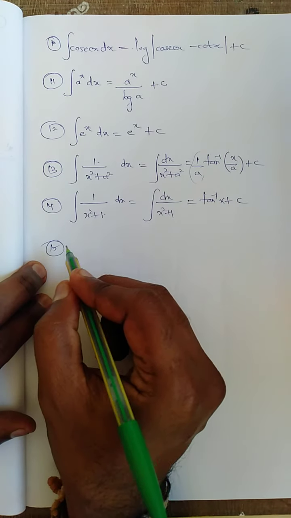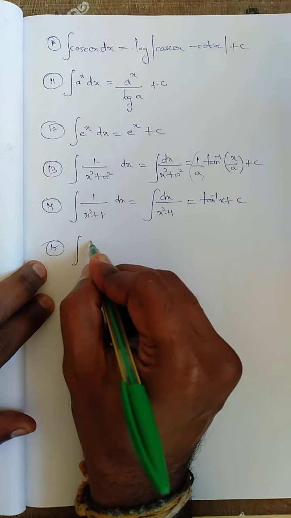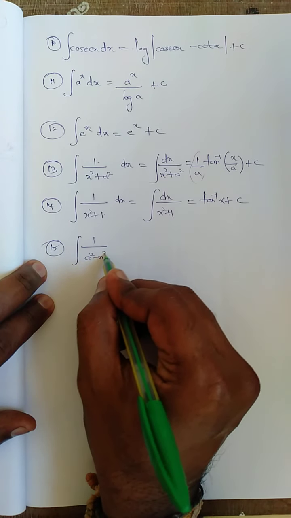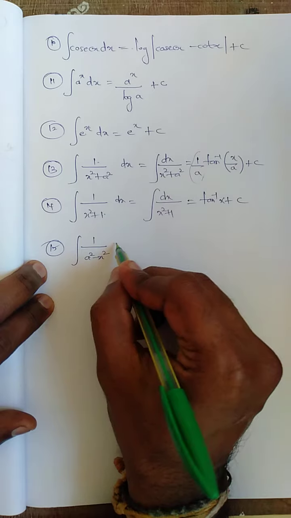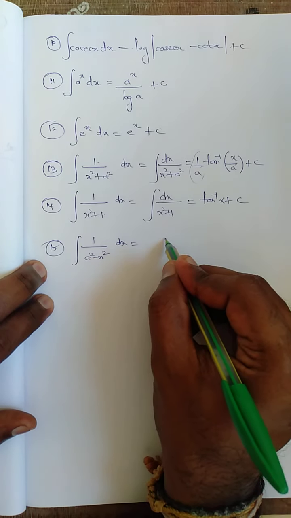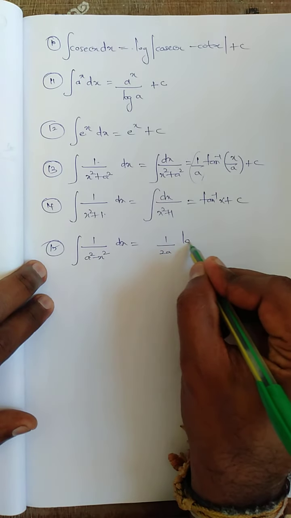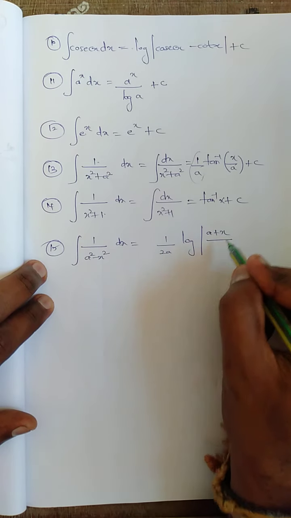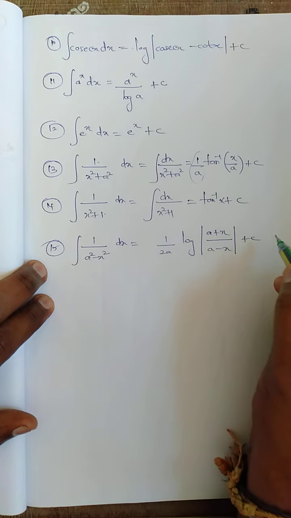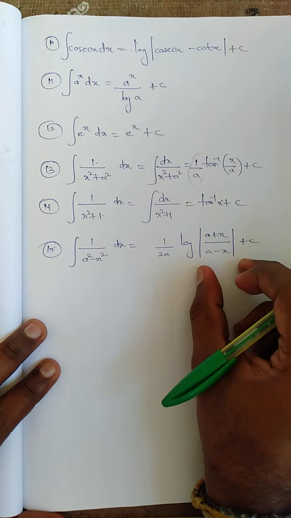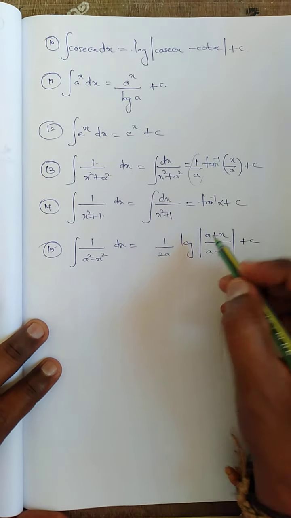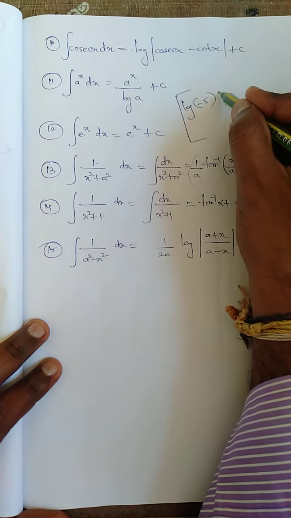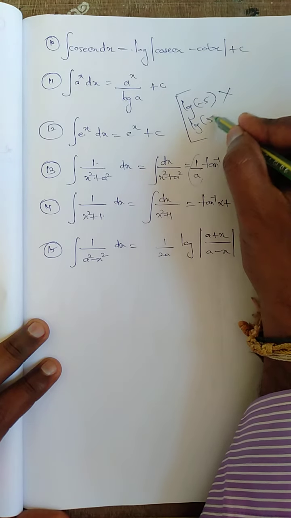Next, formula number 15. Integration of 1 divided by a square minus x square into dx is equal to 1 by 2a log modulus of a plus x divided by a minus x plus c. Whenever log comes, we are putting modulus. Why are we putting modulus? Because log of negative is impossible. Log of minus 5 is impossible, but log of 5 is possible.